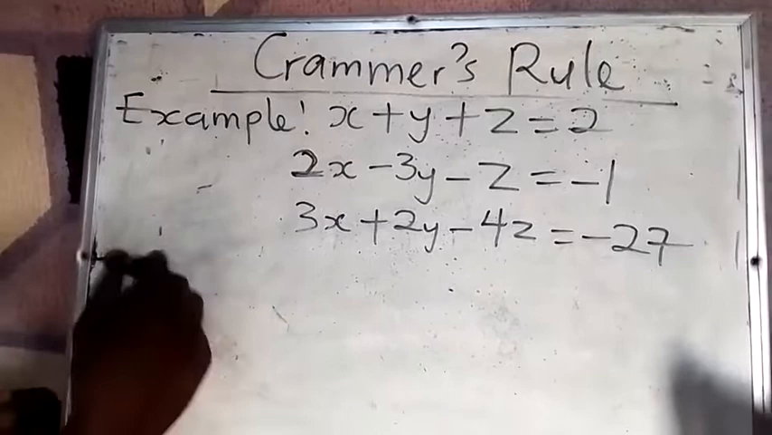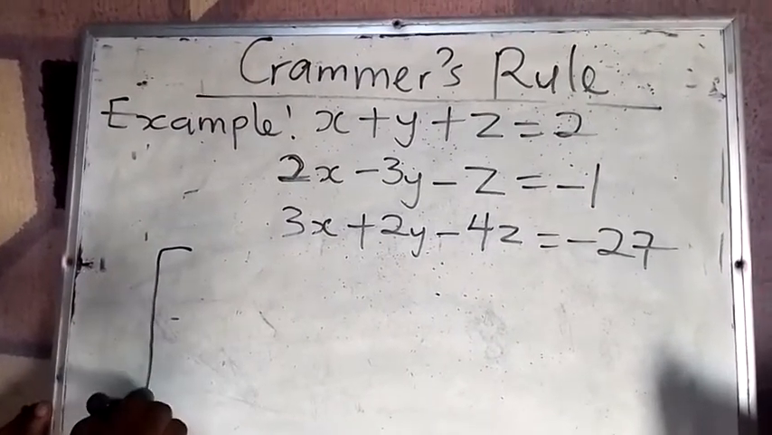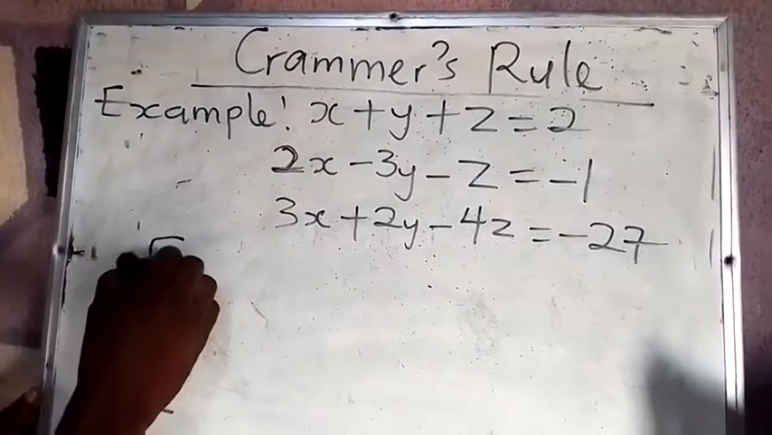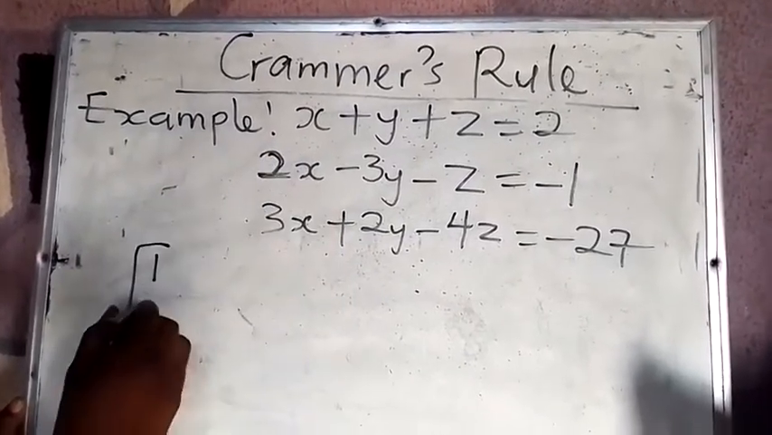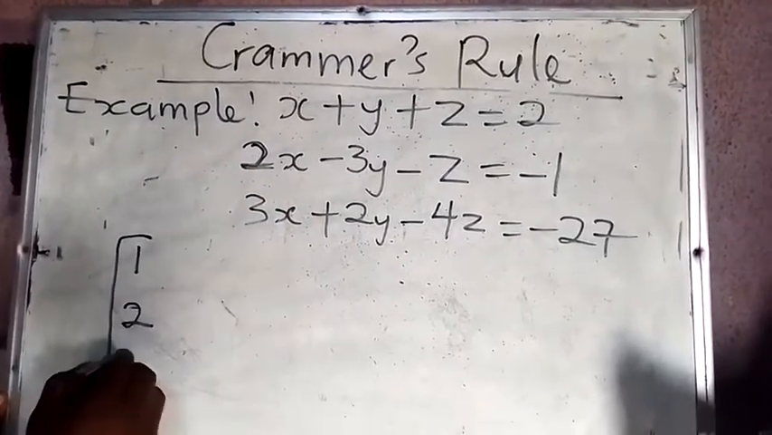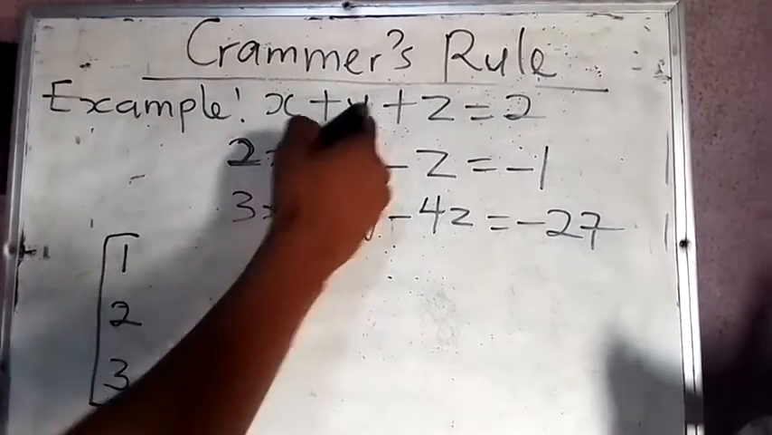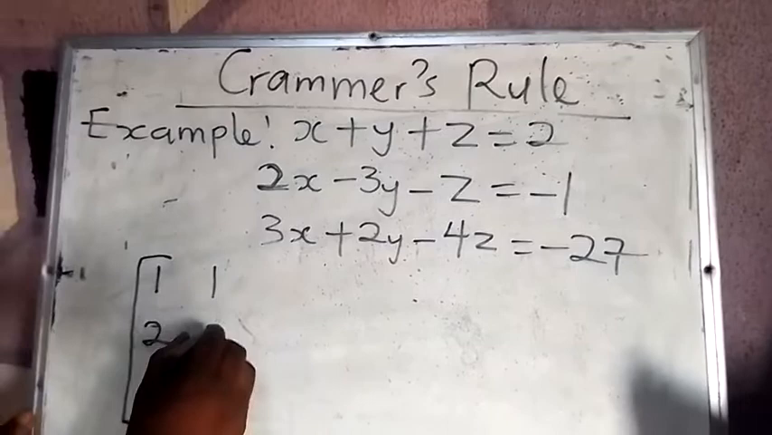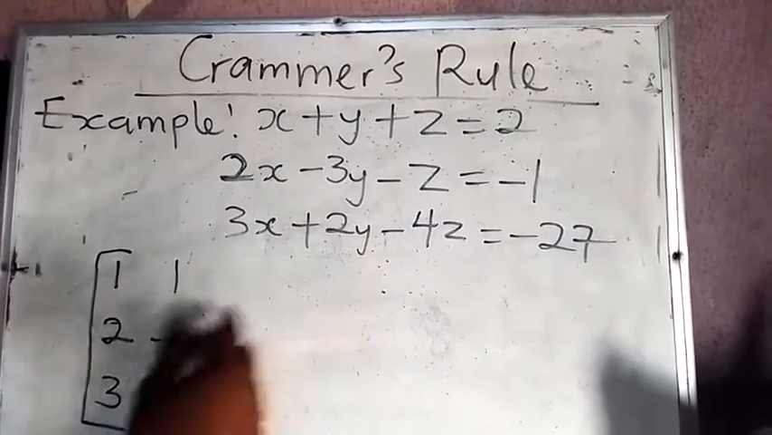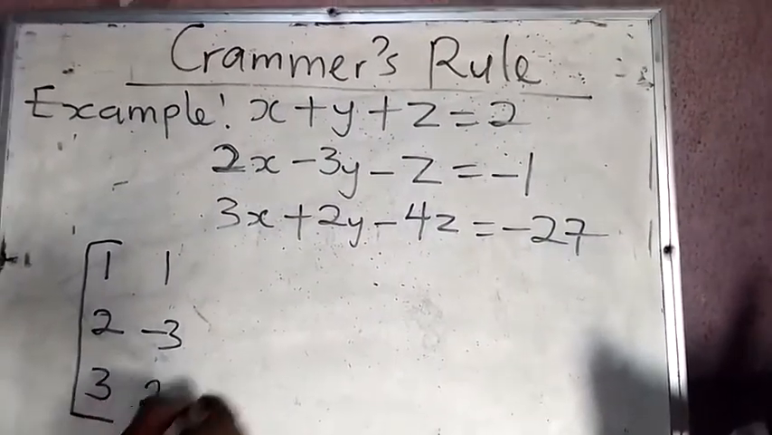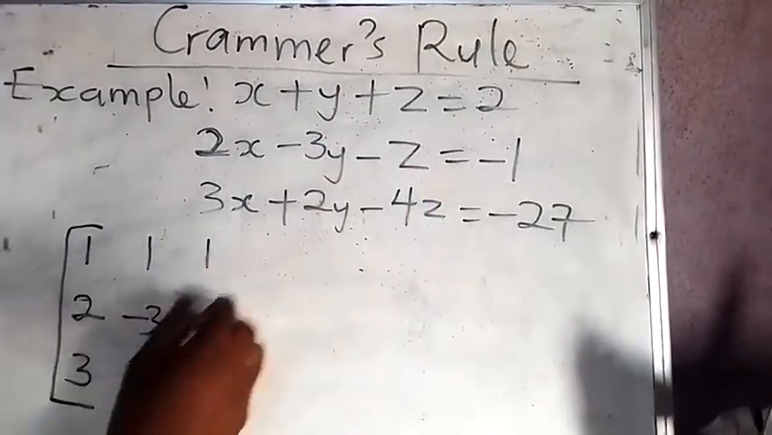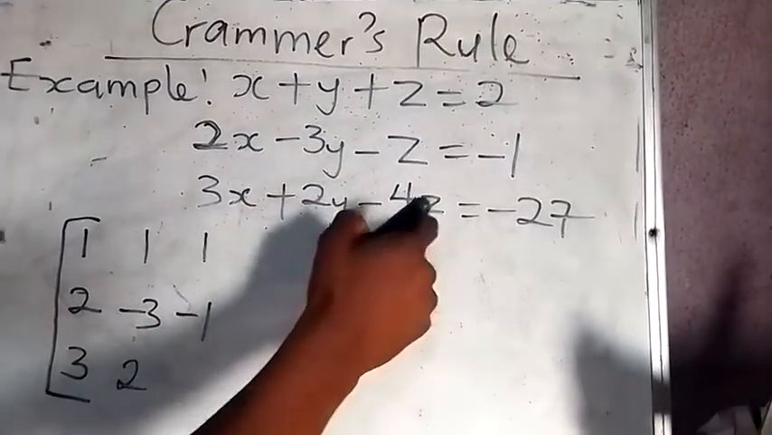How do you start? Open your matrix bracket. What's the coefficient of x here? That's 1. Coefficient of x here, that's 2. Coefficient of x here, that's 3. Coefficient of y here, that's 1. Coefficient of y here, that's minus 3. Coefficient of y here, that's 2. Coefficient of z here, that's 1. Coefficient of z here, that is minus 1. Coefficient of z here, that is minus 4.